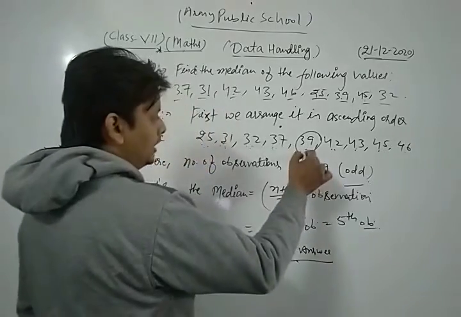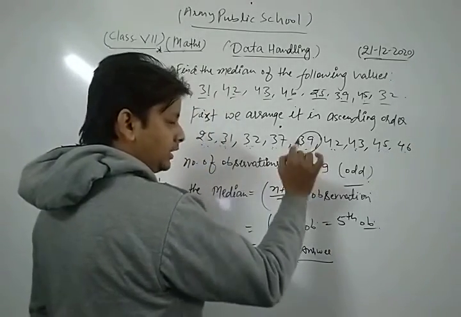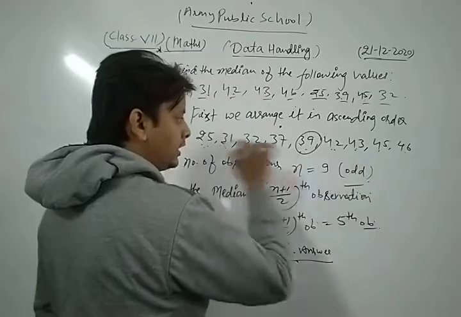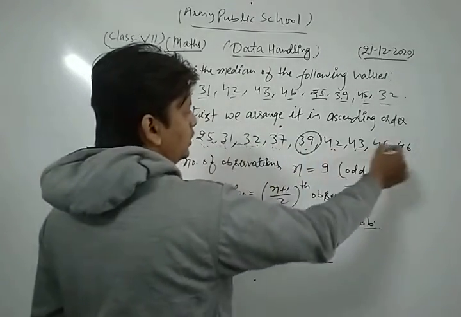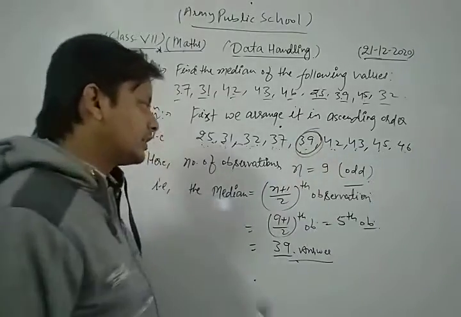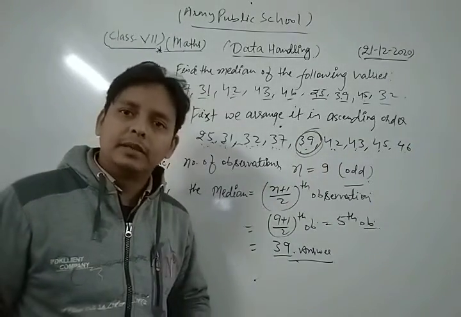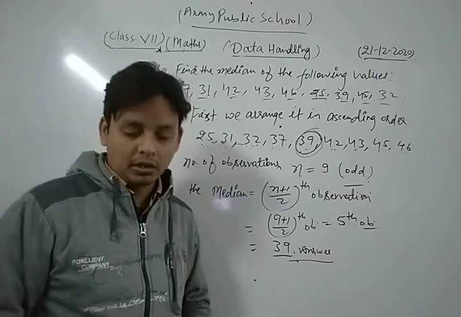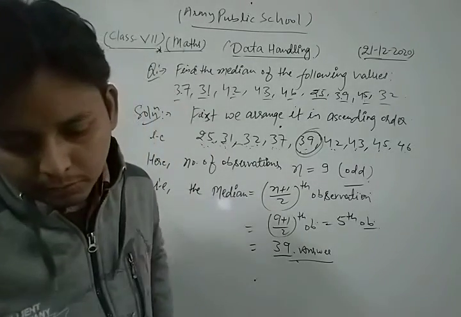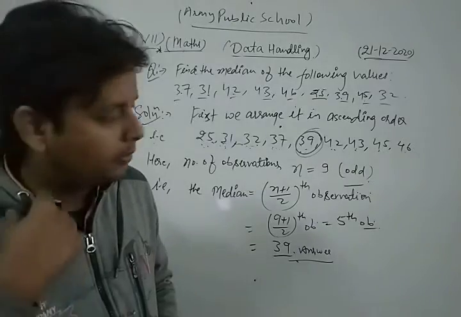Now see, 39 splits the given series of data into equal parts: 4 values on this side and 4 values on that side. Thus it is clear that the middlemost value of any set of observations is known as the median. Now we take and solve some other important question based on median.